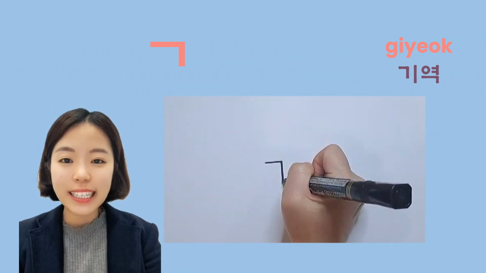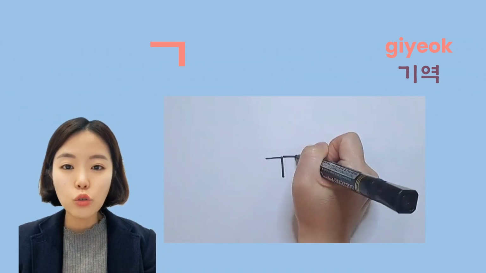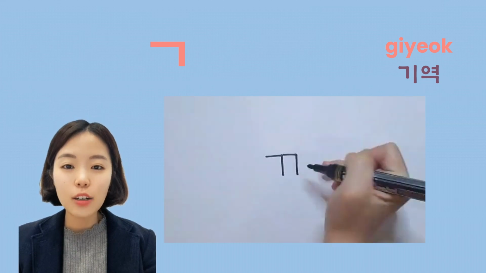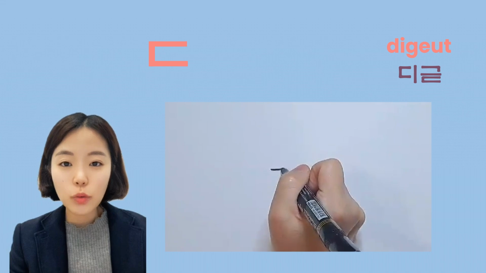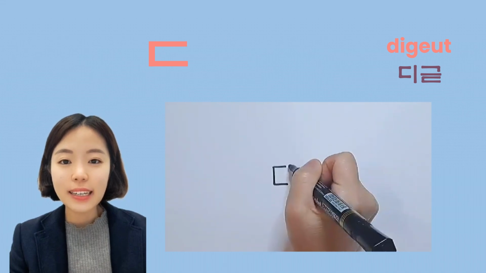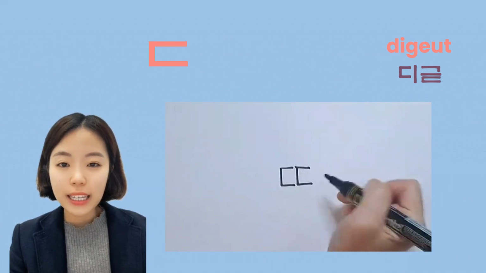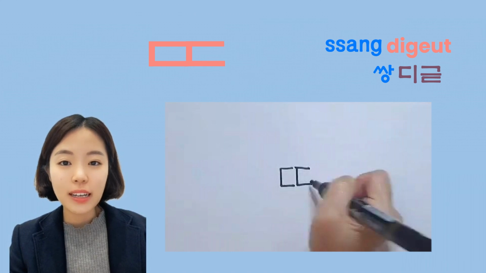The name of this alphabet is 기역. When two 기역s are together, it becomes 쌍기역. 쌍 means double. This one is 디귿. Two 디귿 becomes 쌍디귿.